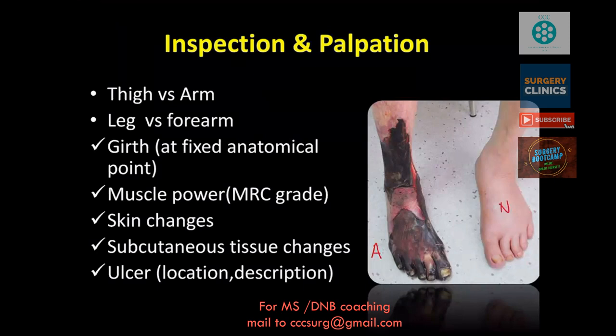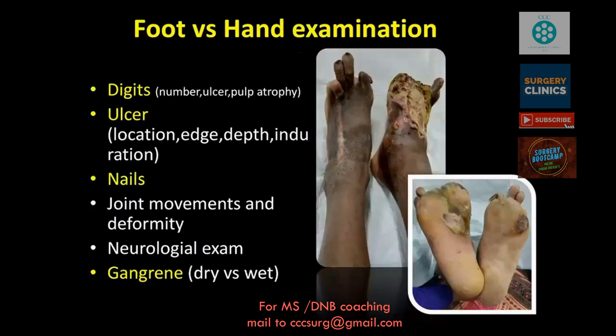Remember that at all the points, thigh, leg, forearm, or arm, look at the girth. See the power of the muscle. See for any skin changes. See for subcutaneous tissue changes, ulcer location and description. When you see the foot and the hand, do comment upon the number of fingers or the digits. Do comment upon ulcer. We'll be having a topic on ulcer. Do comment upon nails, movements of joints, neurological examination.